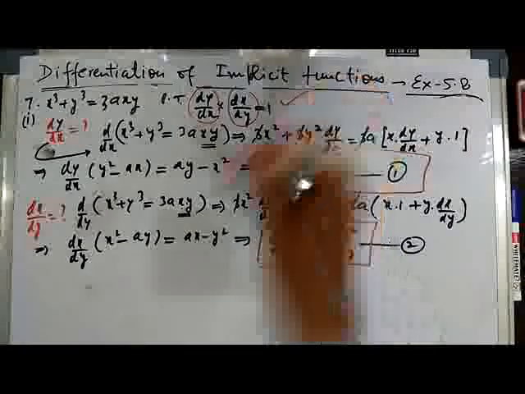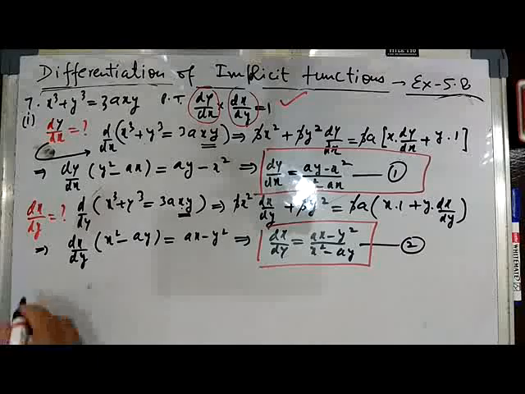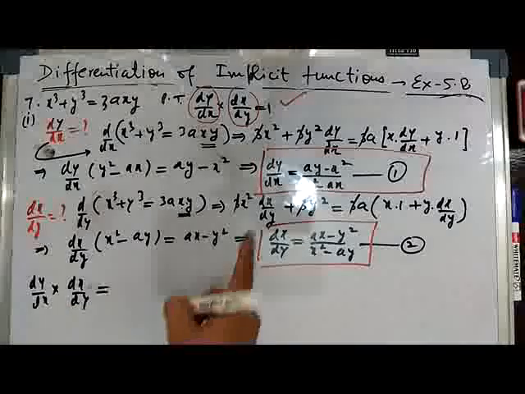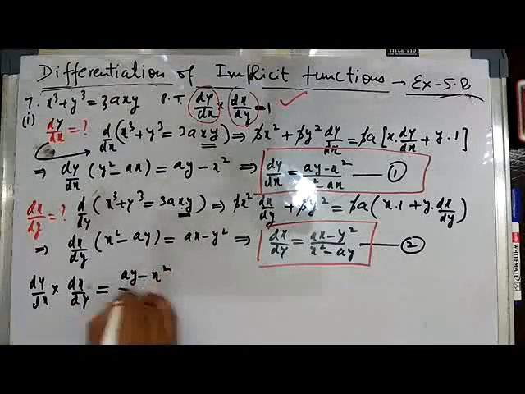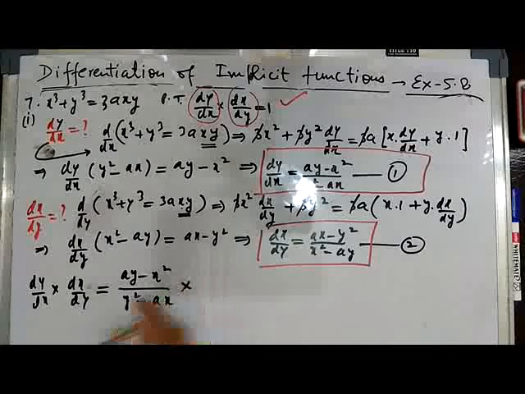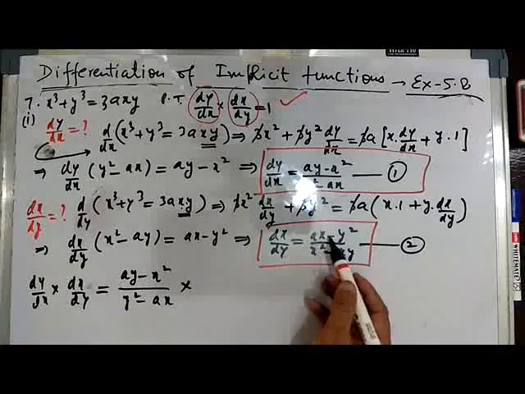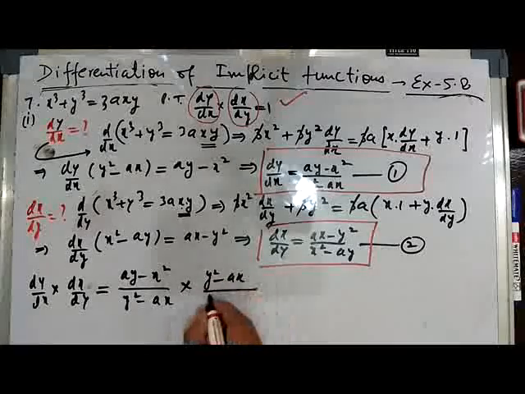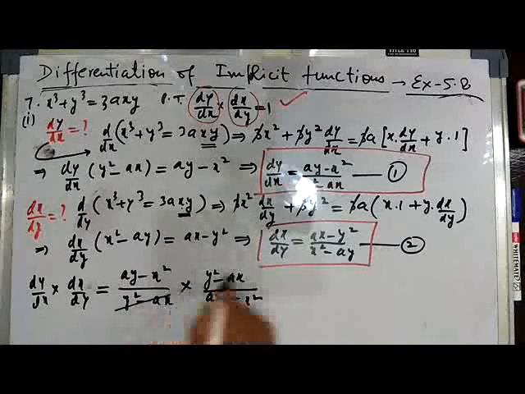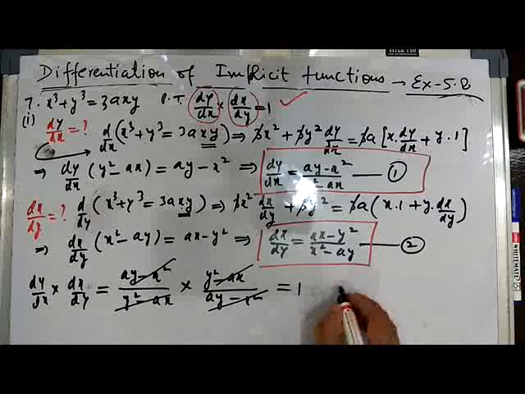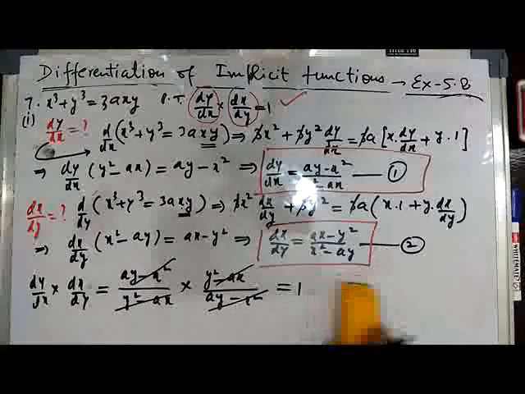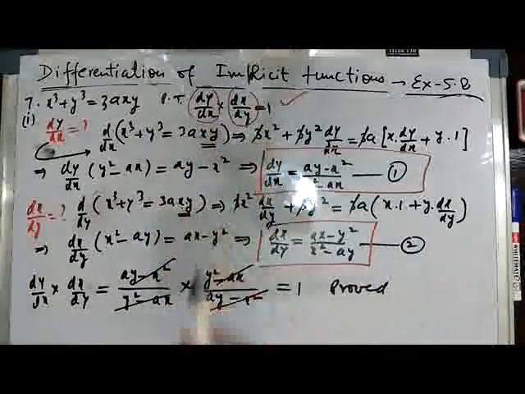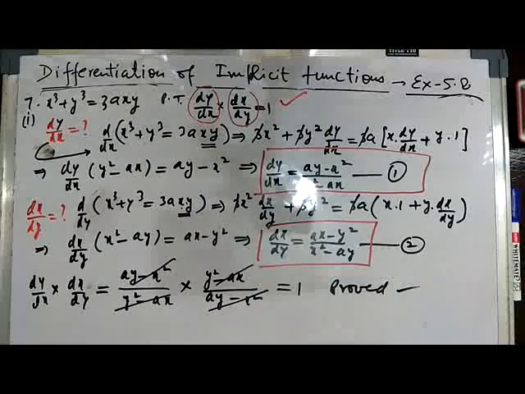Putting them here, dy/dx into dx/dy equals, dy/dx is ay minus x square upon y square minus ax. Now putting the value of dx/dy, I am taking the minus sign common from numerator and denominator. So it is y square minus ax and ay minus x square. You will see they are cancelled completely. Hence, this is proved, as I have earlier proved this result in my previous session. So this part is also proved.